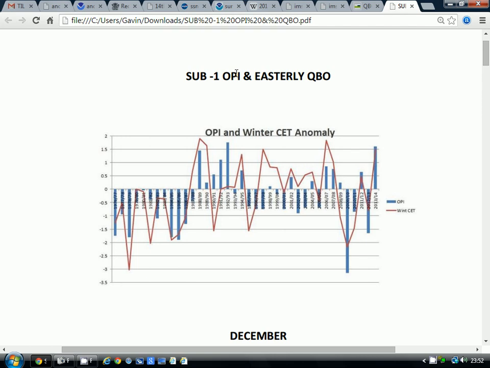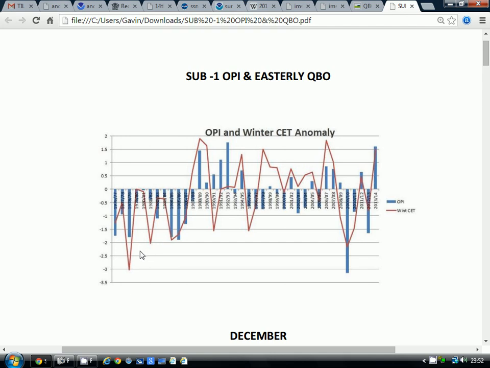The first thing that we're looking at here is a graph showing the OPI and the winter central England temperature. Very quickly, just to talk about this. This encompasses all winters, whether they're easterly or westerly QBOs or whatever. Very interestingly, the blue bars are the negative OPIs. The red line is the winter central England temperature.